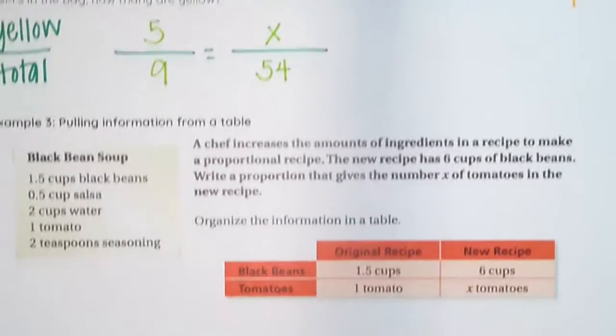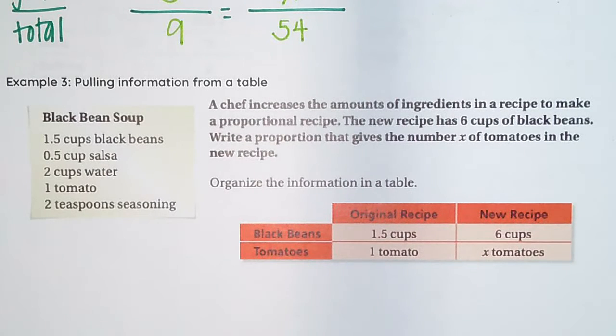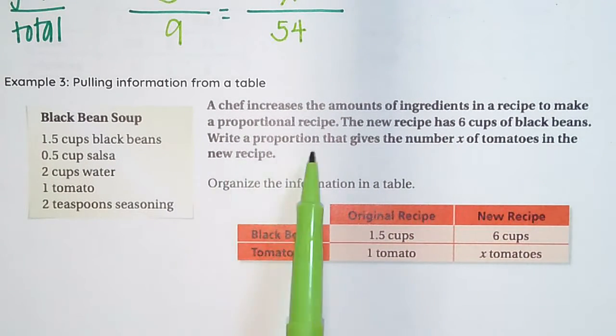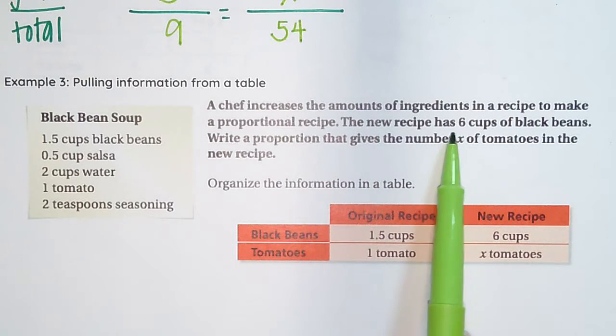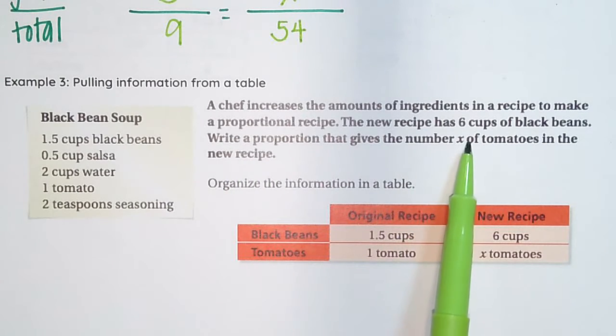There's one more thing that we will do, and that is pulling information from a table. So here it says that a chef increases the amount of ingredients in a recipe to make a proportional recipe. That's so if we make a smaller batch or a bigger batch or the regular size batch, all of our batches will taste the same. So we keep our recipes proportional. The new recipe has 6 cups of black beans. Write a proportion that gives the number X of tomatoes in the new recipe.